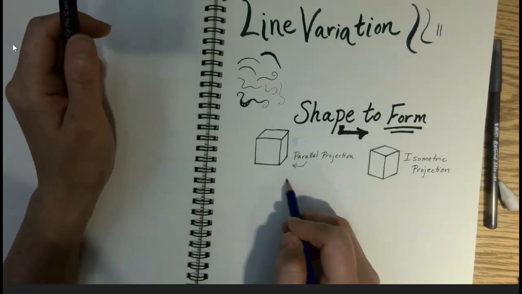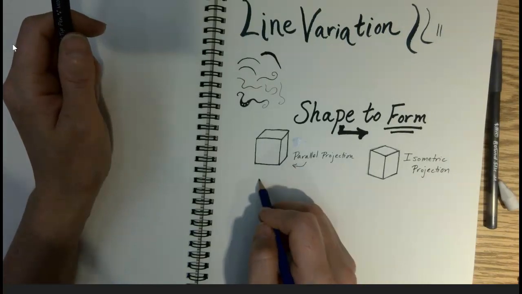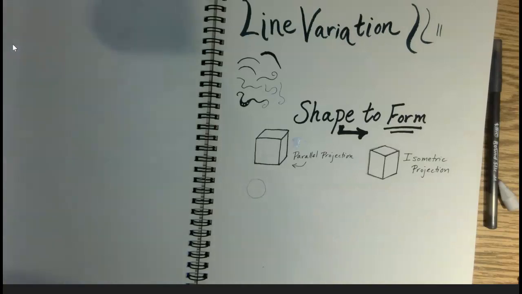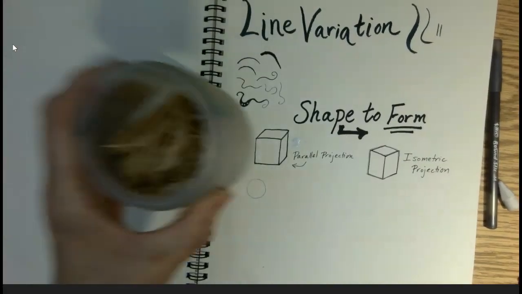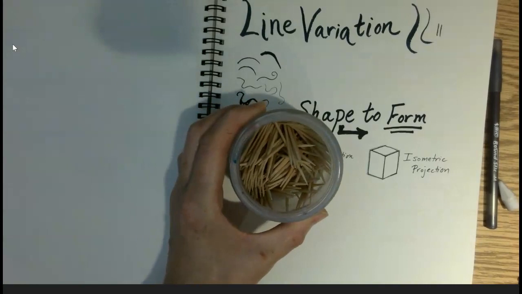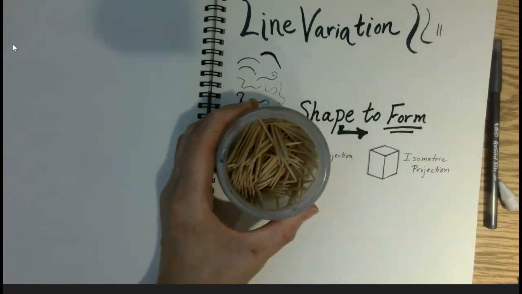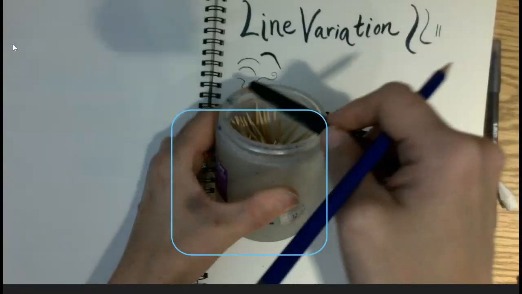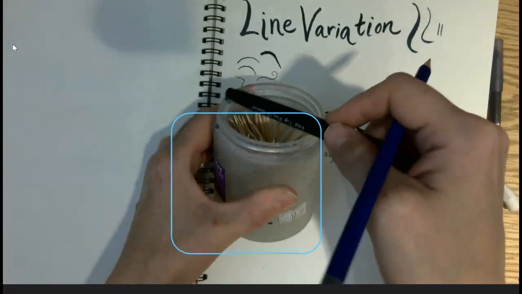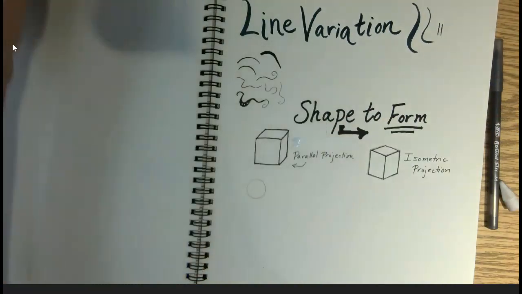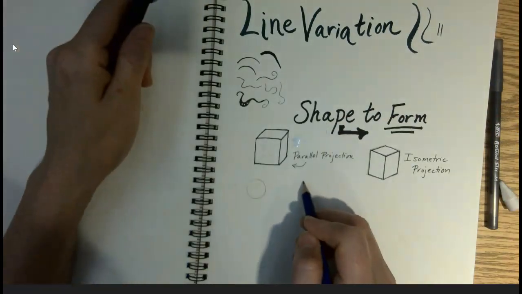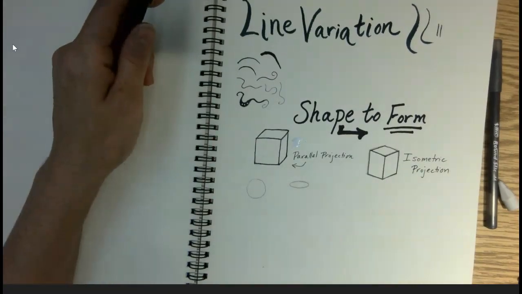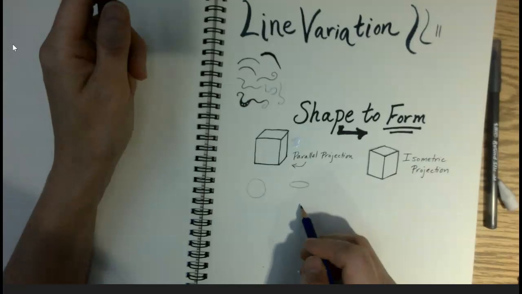So continuing with this idea of shape to form, and this idea of these parallel surfaces, we can do this same basic idea with a cylinder. When we're looking at a circle like the top of this jar, it's a circle, but when we're looking at it from an angle, we start to see this shape that looks a little more like an oval. We call that an ellipse. So something like that would be the top of our cylinder or our jar.